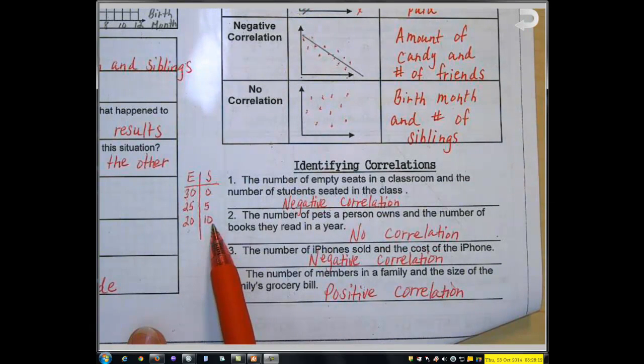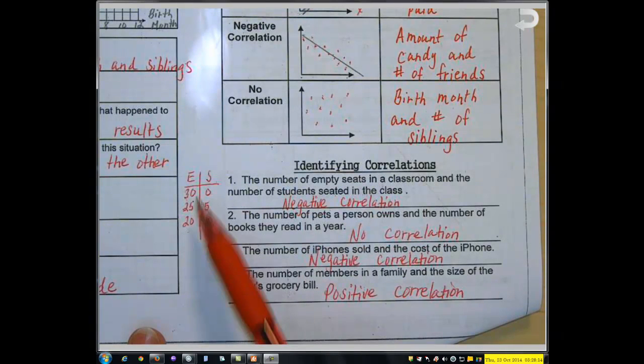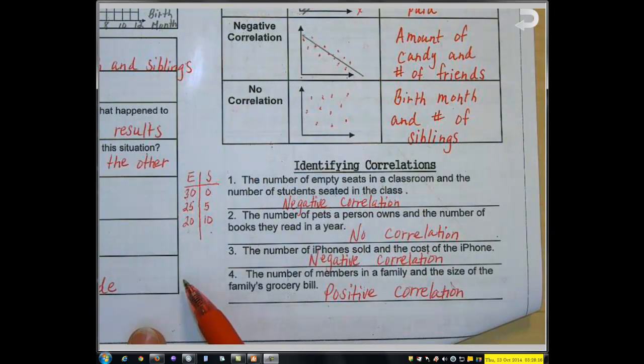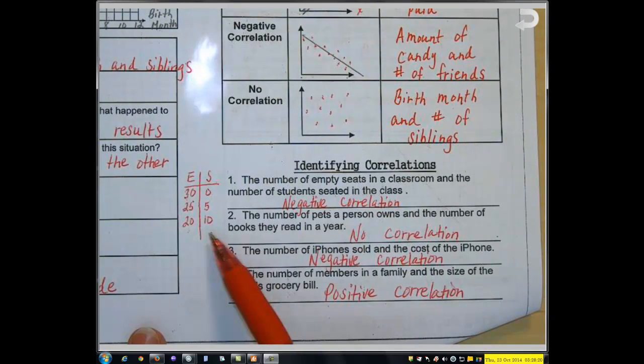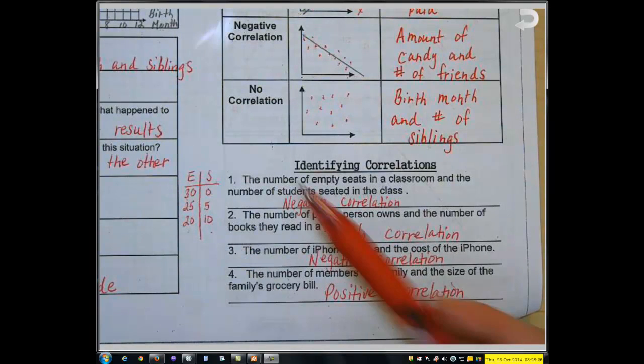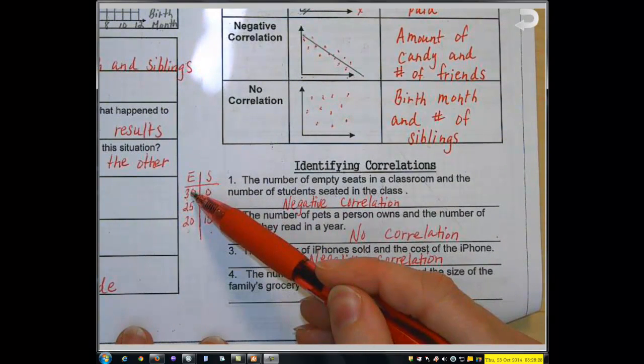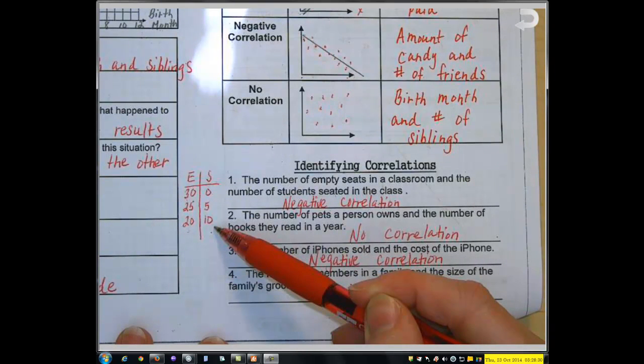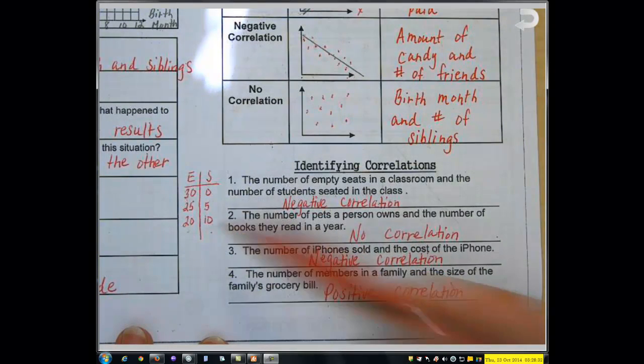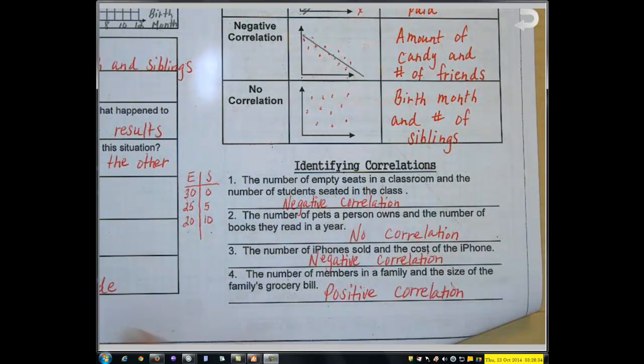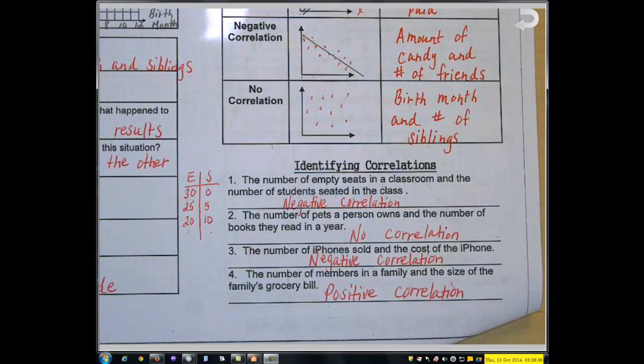And then after another couple of minutes, I have 20 empty seats and I have 10 students in the classroom. And as it gets closer and closer to the bell ringing, I have fewer empty seats, but I have more students. So as the empty seats are decreasing, the number of students is increasing. So I could say that this has a negative correlation because the variables are moving in opposite directions.